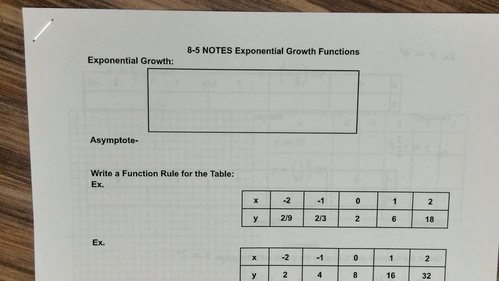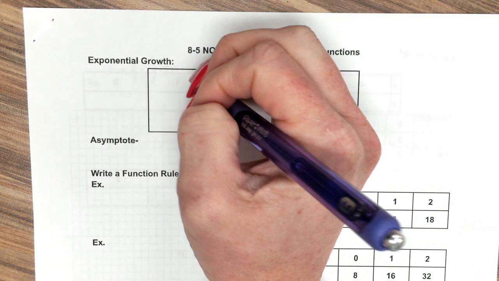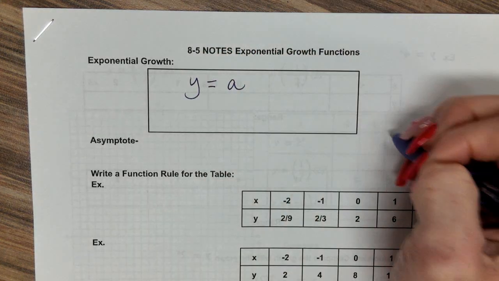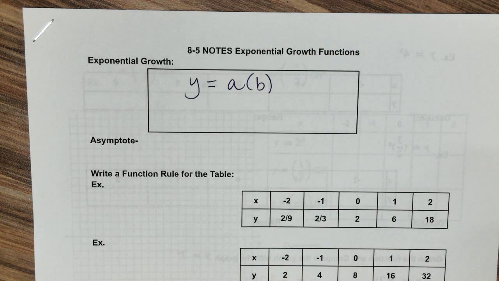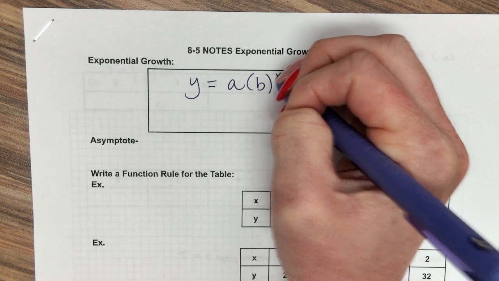Today's lesson is over exponential growth functions, okay? This formula is not found on your star chart, so you will have to memorize this one. It is actually pretty easy to memorize. Once we do it enough, you'll absolutely remember it. So what I want you to write down is the equation, which is y equals a, open parentheses, b, close parentheses, to the x power.